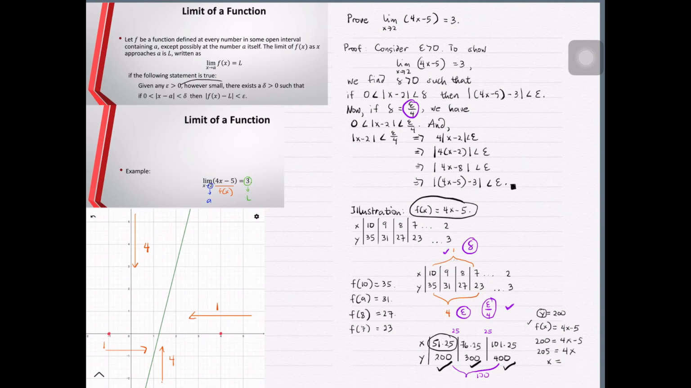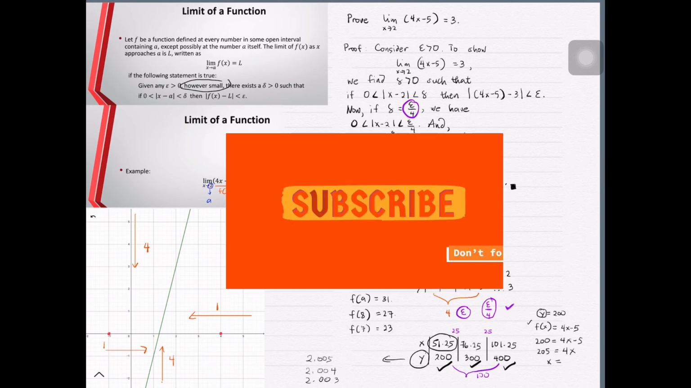You see, this is what it meant with the phrase however small for epsilon in the definition. To the point that if our epsilon here would be 0.001, that is, if our y here starts with 2.005, with the increment of 0.001, the next would be 2.004, and so on, we'd still be able to find a delta greater than 0.